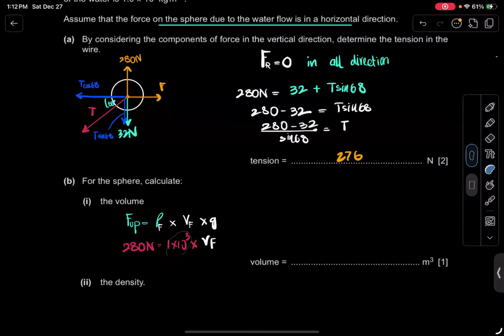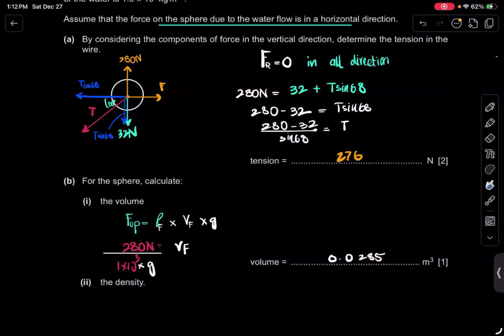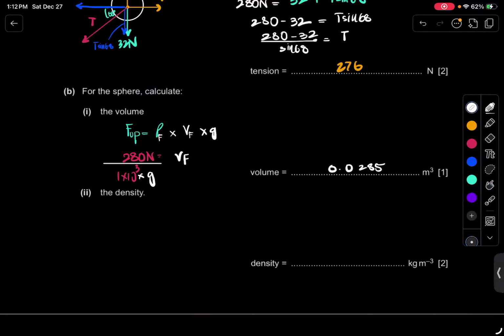So you divide by g on the other side. Okay, great. So what does that turn out to? Vf is equal to 280 divided by 1 times 10 to the power 3 times 9.81. So that is 0.0285. Great. Okay.